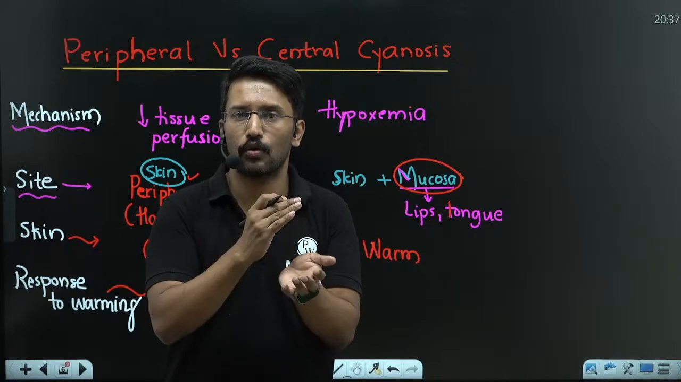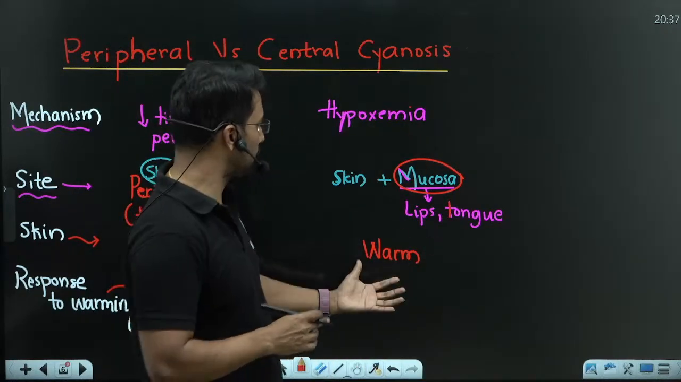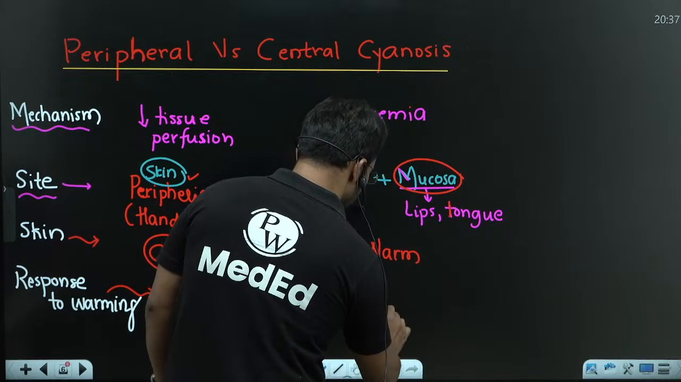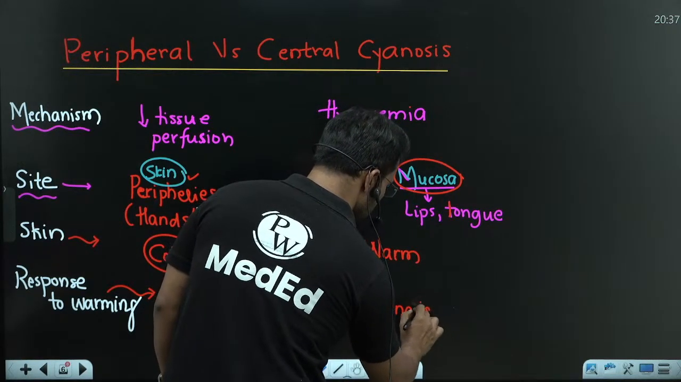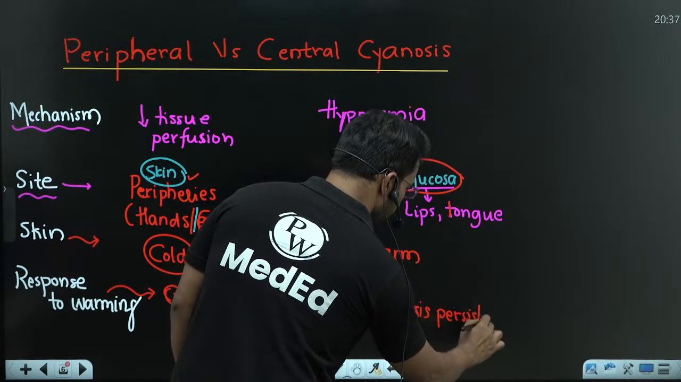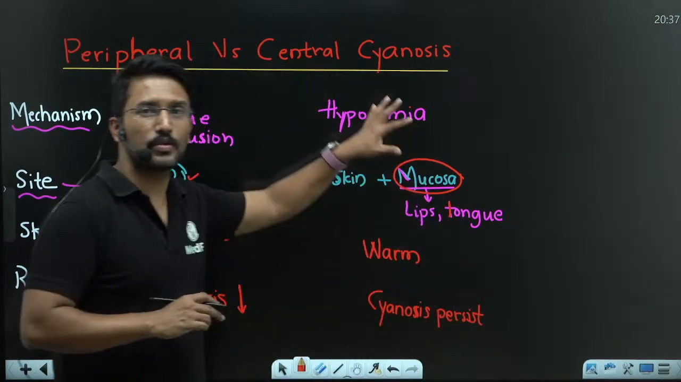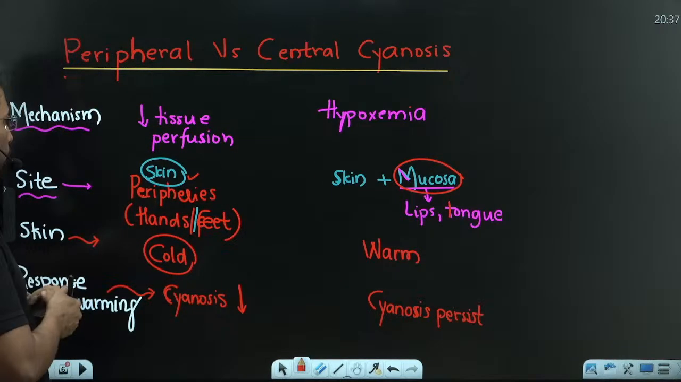Now, even if I warm and cause vasodilatation, if the amount of oxygen in the blood is less, and thus the amount of reduced hemoglobin in the blood is high, it makes no difference, right? In central cyanosis, the cyanosis will persist. It will not improve on warming. So this is how we differentiate between peripheral and central cyanosis, right?